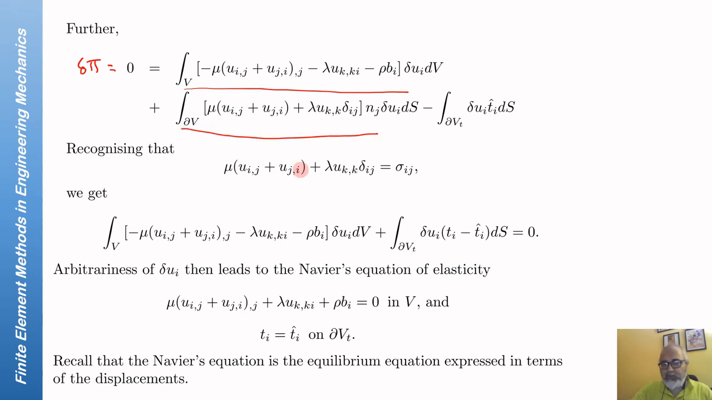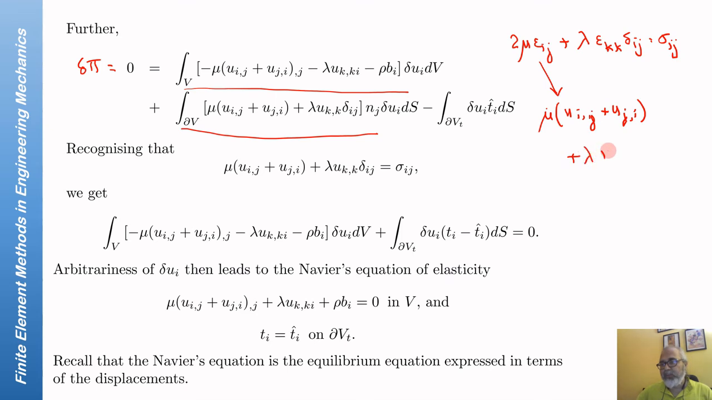Now let us take the constitutive equation. The constitutive equation was 2 mu epsilon ij plus lambda epsilon kk delta ij equal to sigma ij. So from here, we again express this completely in terms of displacement. So we write mu (ui,j + uj,i), replace the strains, and then epsilon kk is uk,k. So we write uk,k delta ij equal to sigma ij, and therefore taking this and plugging it here, this is actually sigma ij.